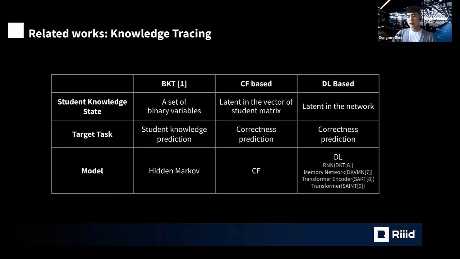And the later models have been trying to improve the performance of correctness prediction in the same scheme. So, for example, DKVMN used a memory network to predict the correctness of the students' responses, and then SAKT used a transformer encoder, and SAINT used a transformer for the correctness prediction.